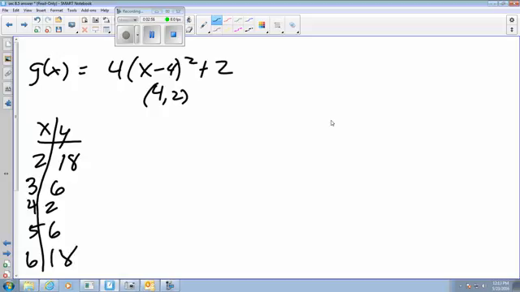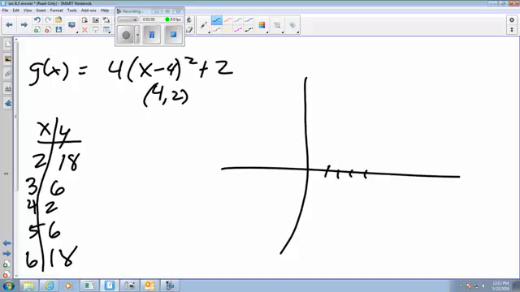So if I graph that, over 4 up 2 is my vertex. And I know that I'm going to go over 1 up 4 to the 6 on either side. And then up 18, which is way up here. It's going to be very narrow. The further away from 1, the more narrow it is.